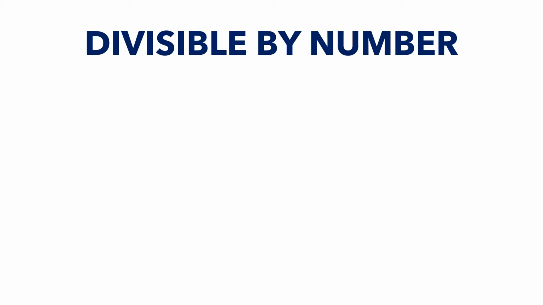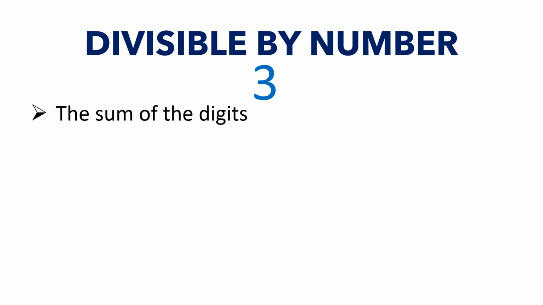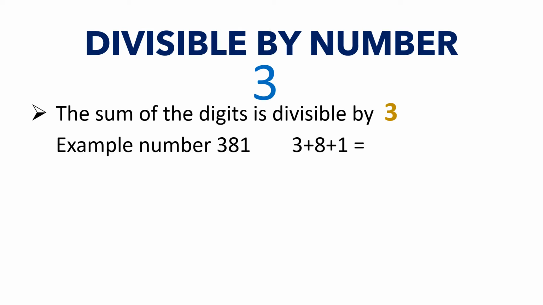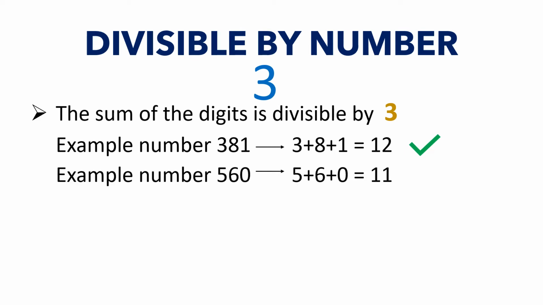Divisibility rule for 3. Sum all the digits, and if the sum is divisible by 3, then the number is divisible by 3. Let's look into examples. 381, sum of all digits is 12, which is divisible by 3. So the number 381 is divisible by 3. 560, sum of all digits is 11, which is not divisible by 3. So the number 560 is not divisible by 3.